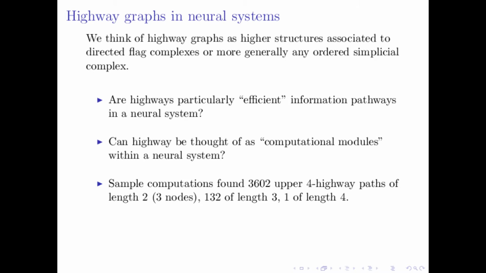So these are three nodes. Okay, so length is 3 nodes, and there are lots of them. And mind you, upper 4 highway graphs mean highway paths, which means that you have a 4 simplex, and then a 5 simplex, another 4 simplex, then another 5 simplex connected to it. Okay, so lots of these, and then as the number of nodes goes up, of course the number of such pathways goes down. So 130 of length 3, 1 of length 4.